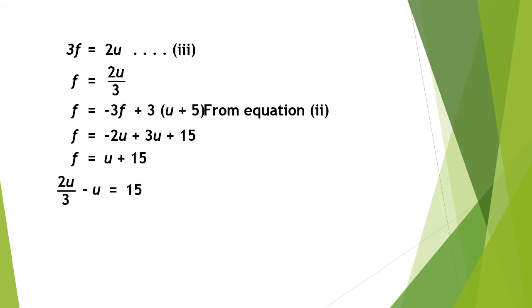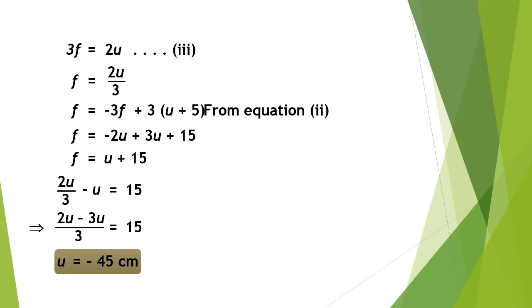So f can be written as 2u divided by 3 and u is taken to the left side. The right side it remains 15. This gives rise to 2u minus 3u divided by 3. That value is 15. So by solving this, you are getting the answer u as minus 45 centimeter.